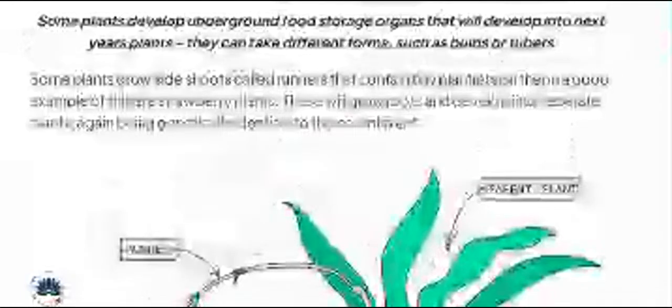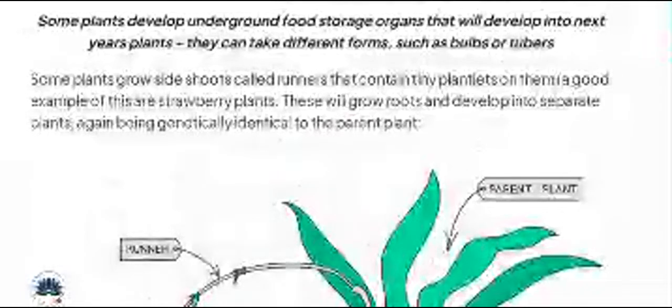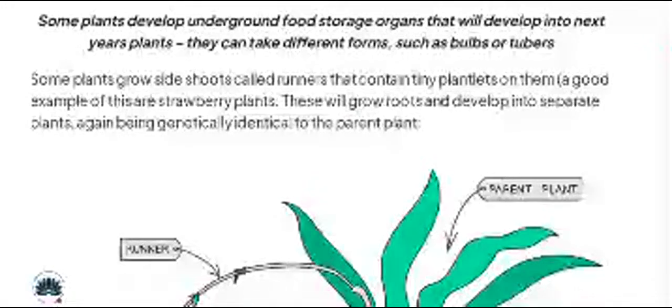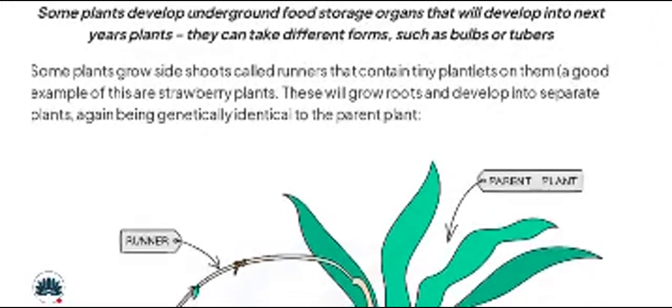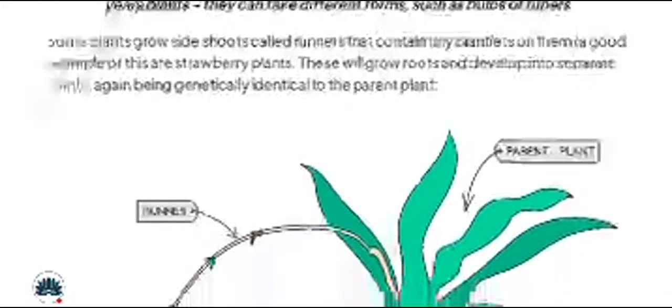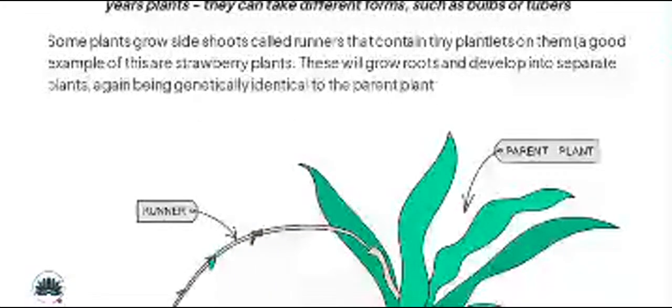Some plants develop underground food storage organs that will develop into next year's plants. They can take different forms such as bulbs or tubers. Okay, some plants grow side shoots called runners that contain tiny plantlets on them. A good example of this is strawberry plants. These will grow roots and develop into separate plants, again being genetically identical to the parent plant.